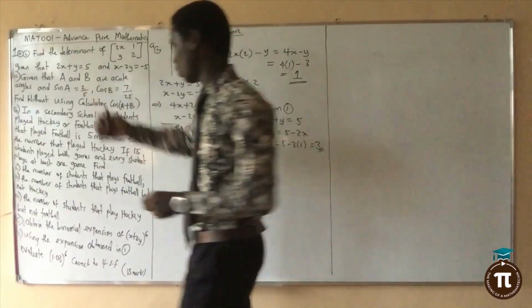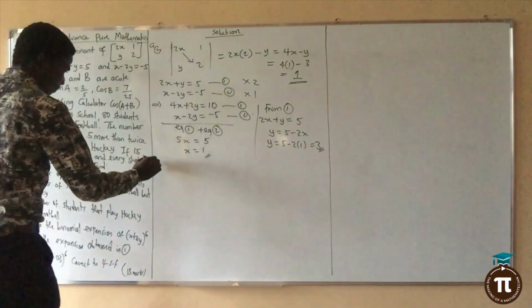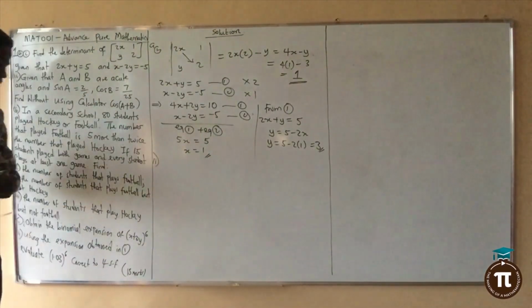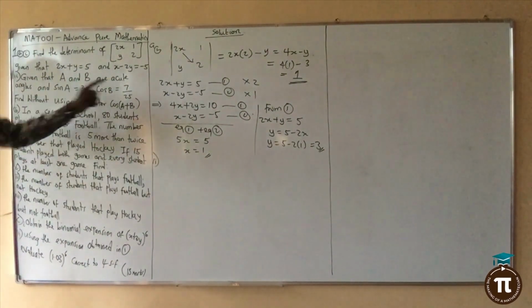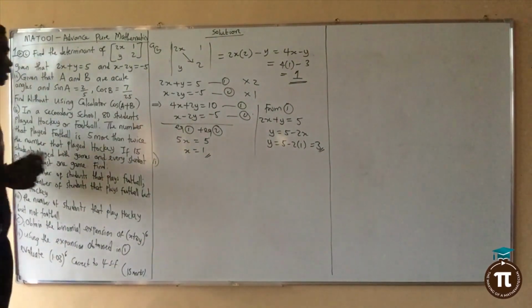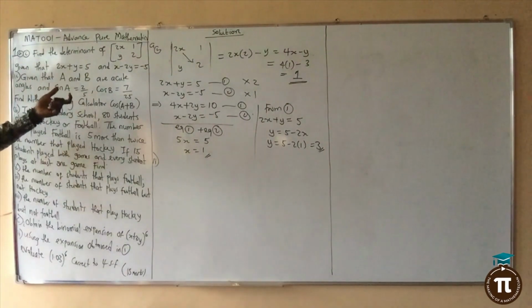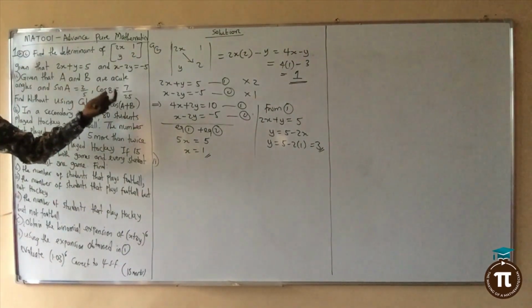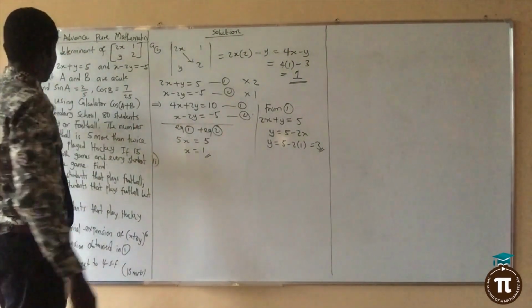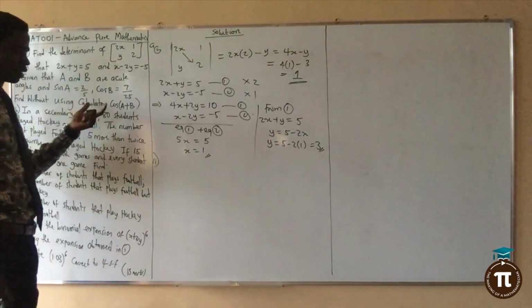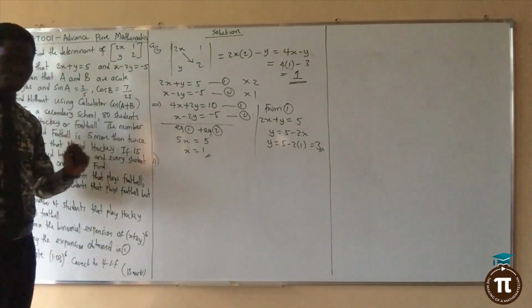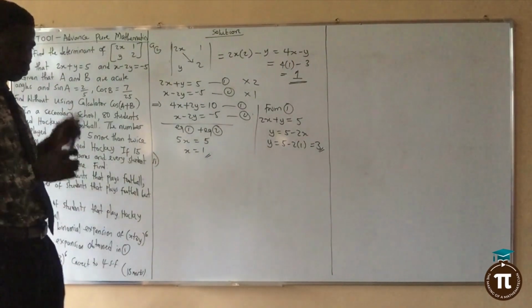Let's look at the second one. This part two is saying that given that A and B are acute angles, and sine A is 2 over 5 and cos B is 7 over 25, find without using a calculator cos A plus B. Now, this was the first thing you need to know.